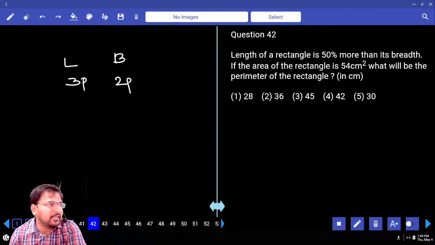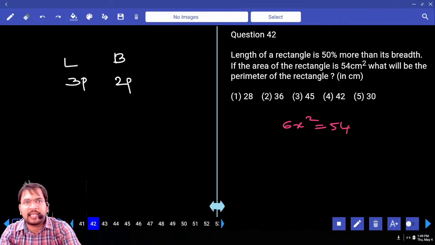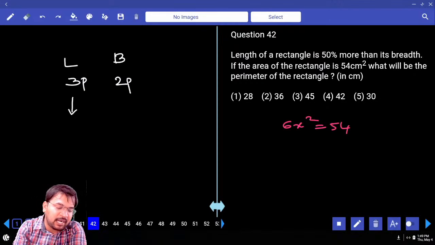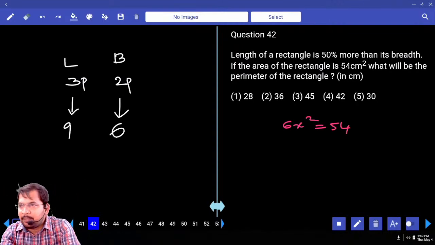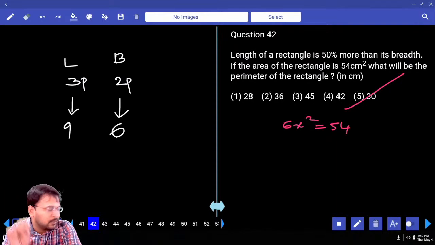So area is nothing but L into B, na? That is nothing but 6x square. 6x square is nothing but 54, then x square is 9, na? X is equal to 3. If x is equal to 3, one part is 3, length is 9, and breadth is 6. They are asking perimeter. Perimeter is nothing but the sum of its boundaries. So 2 times of L plus 2 times of B. L plus B is 15, na? So 2 times of L plus B is 30. Your answer is 30. Next one.